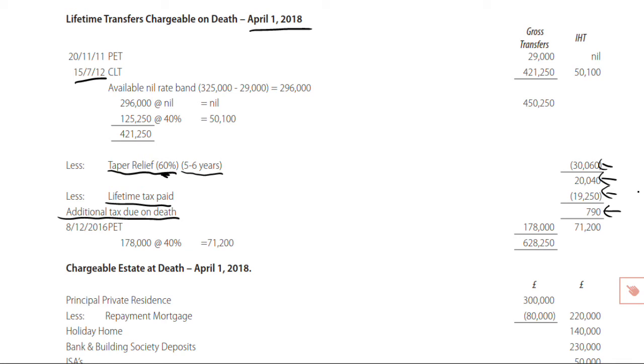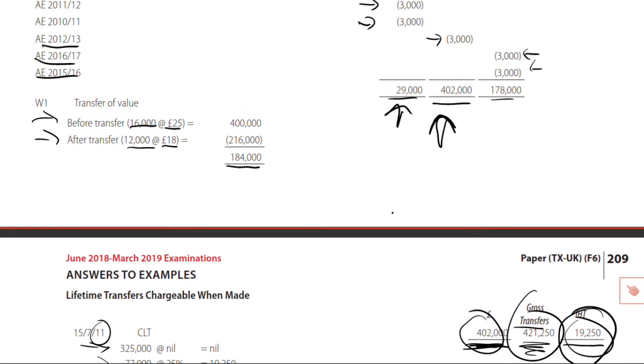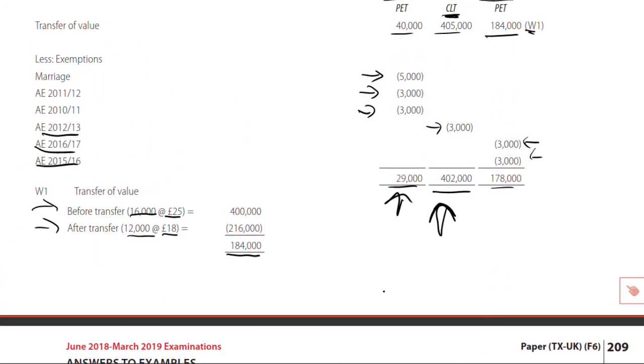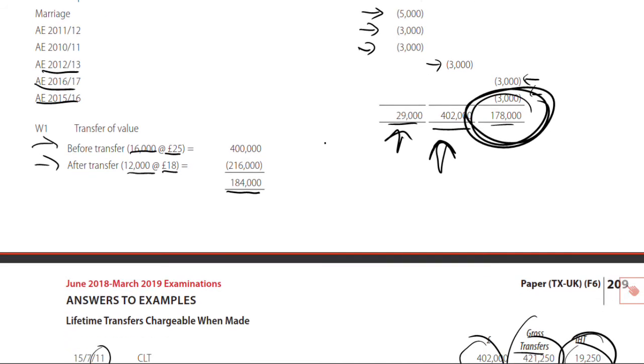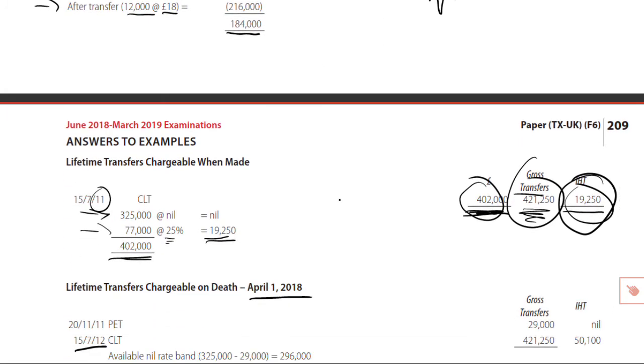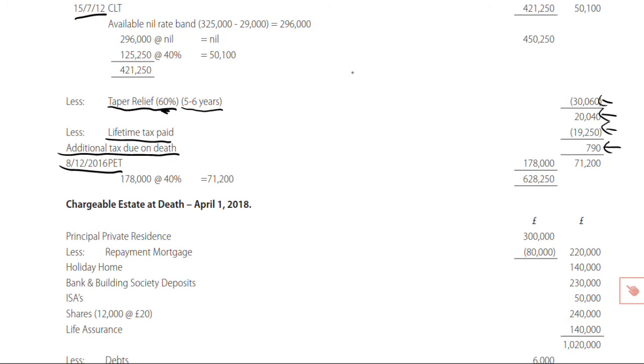On to the last of the lifetime transfers, that was the December 16 PET. Now then, pick up the chargeable transfer figure. Be careful here, go back to your working. The transfer of value was 184, but the chargeable transfer figure after the exemptions, that is the figure to be taxed. That's 178. Don't go and pick up the transfer of value and bring that in.